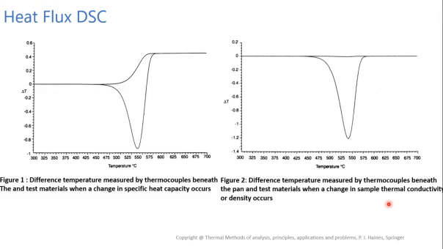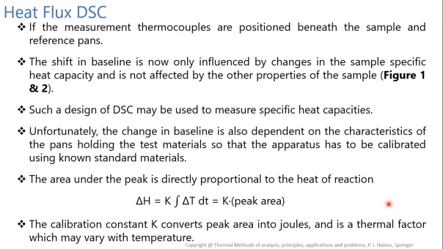The difference in temperature is measured by the thermocouples placed beneath the pan and the test material when a change in the specific heat capacity occurs. And in figure 2, there is a difference in the temperature measured by the thermocouple beneath the pan and test material when a change in the sample thermal conductivity or density occurs. Such a design of DSC may be used to measure specific heat capacities. Unfortunately, the change in the baseline is also dependent on the characteristics of the pan holding the test materials, so the apparatus has to be calibrated using known standard materials.